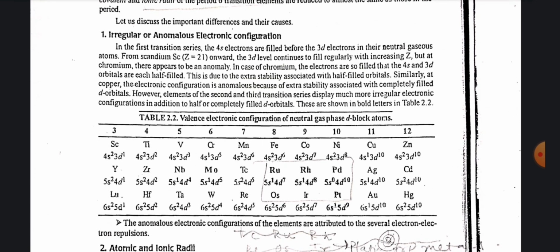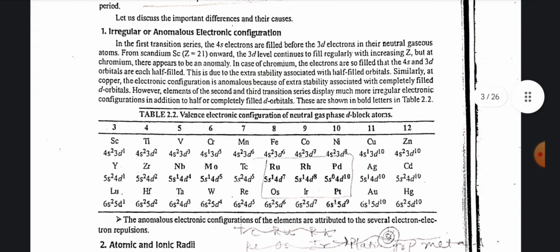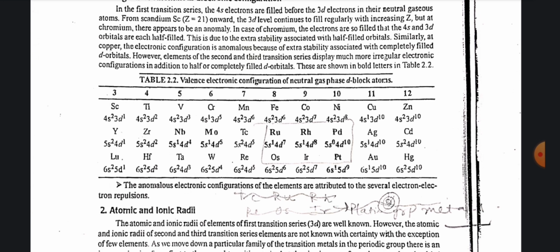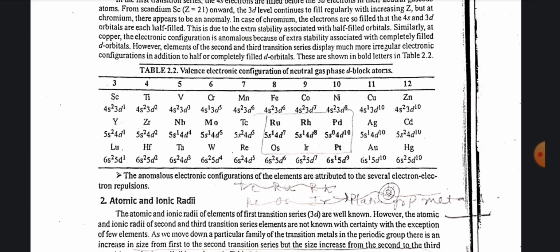Irregular or anomalous electronic configuration. In the first transition series, the 4s electrons are filled before the 3d electrons in the neutral gaseous atoms. From scandium onward, the 3d level continues to fill regularly with increasing Z, but at chromium there appears to be an anomaly. In case of chromium, the 4s and 3d orbitals are each half filled. This is due to the extra stability associated with the half filled orbitals.